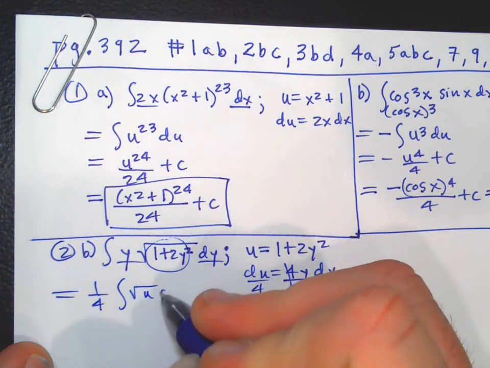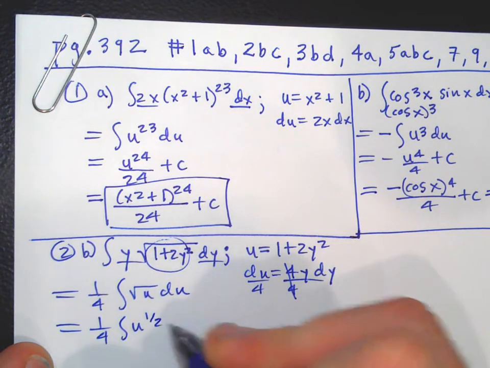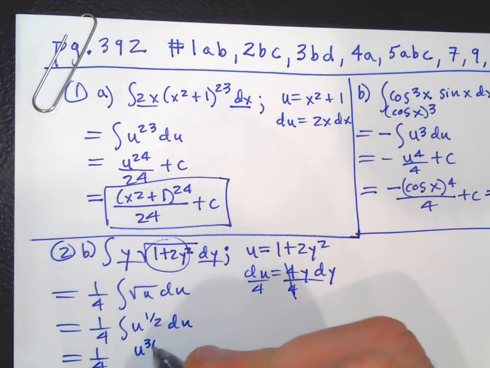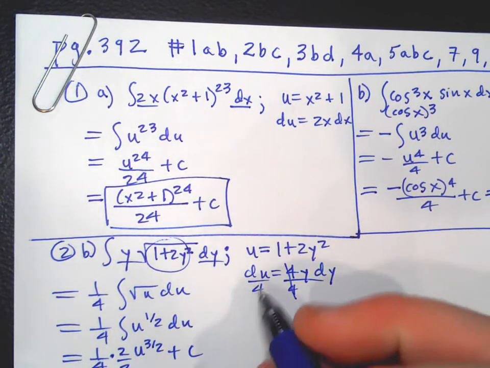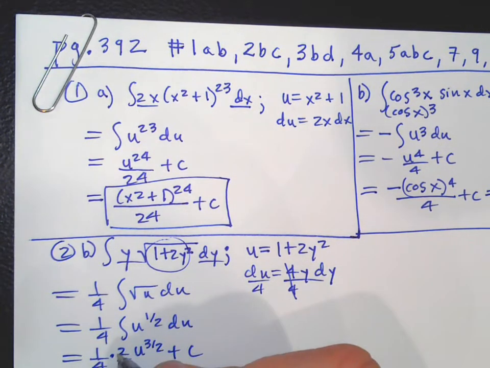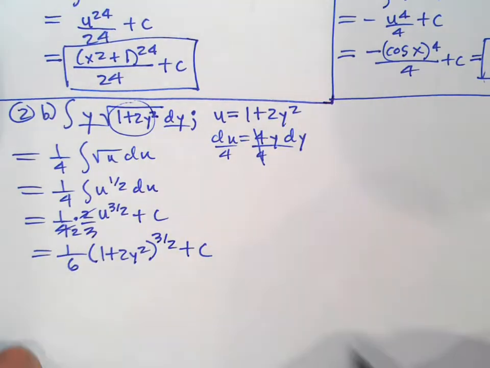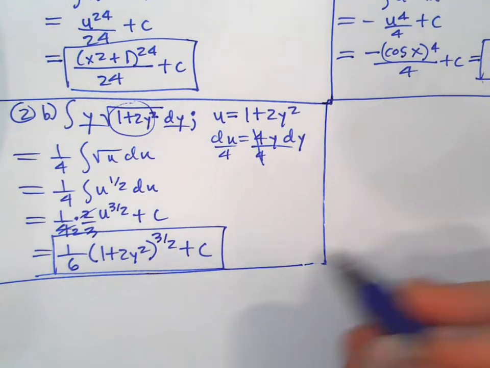That's going to be the square root of u du. Now, of course, I'm going to rewrite that as a power. Then we're going to bump the exponent up 1 and divide by the new exponent, plus c. The final answer will be 1/6 times (1 plus 2y squared) in parentheses to the 3/2 power plus c, of course. And that's your final answer. That's 2B.